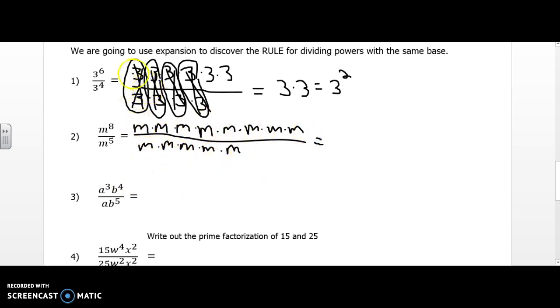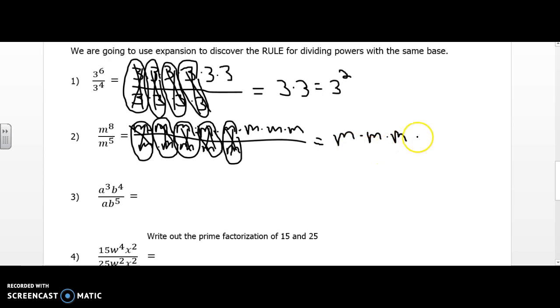Again, I'm going to look here and see if I have any of these pairs that I can cancel out. Well, I see a pair right here. We can cancel those out. I see a pair right here. We can cancel those out. I'm just going to keep making these pairs and canceling them out. And as I do that, I'm going to take a look at what's left over. And interestingly enough, I see I have 1, 2, 3 m's left over in the numerator. So I'm going to rewrite that as m times m times m. And again, I can rewrite this as a power as well. I know that this is really m to the 3rd.